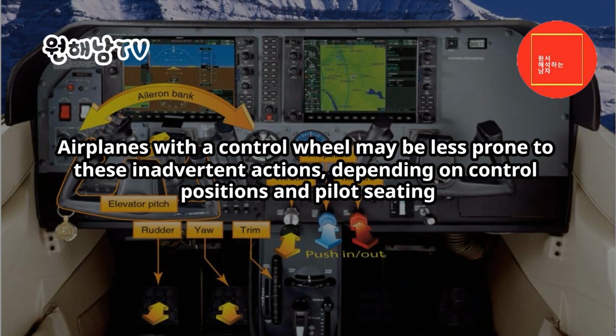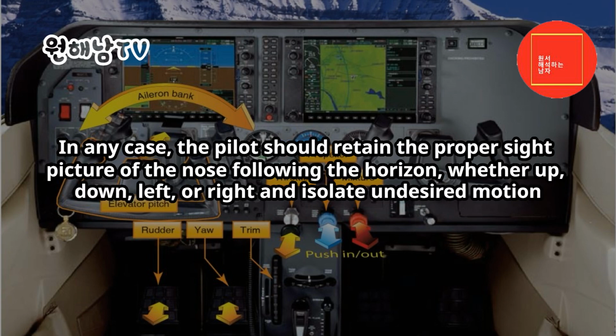Airplanes with a control wheel may be less prone to these inadvertent actions, depending on control positions and pilot seating. In any case, the pilot should retain the proper sight picture of the nose following the horizon, whether up, down, left, or right, and isolate undesired motion.